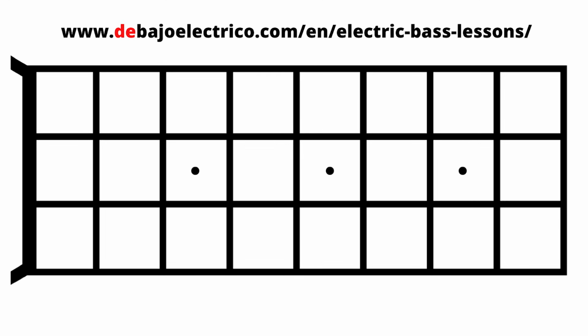Once we've seen the most common scales, which are the Greek modes, the pentatonics, and the blues scales, we're going to start seeing some scales that are a bit more advanced, but that you should also know. The first advanced scale that we're going to see is the minor harmonic scale.